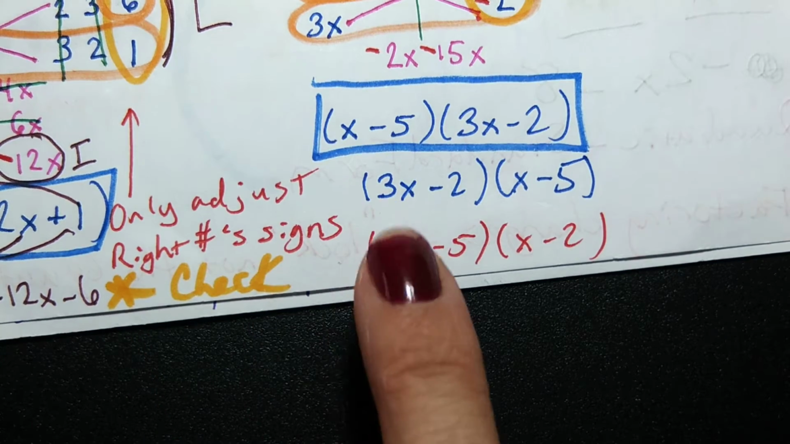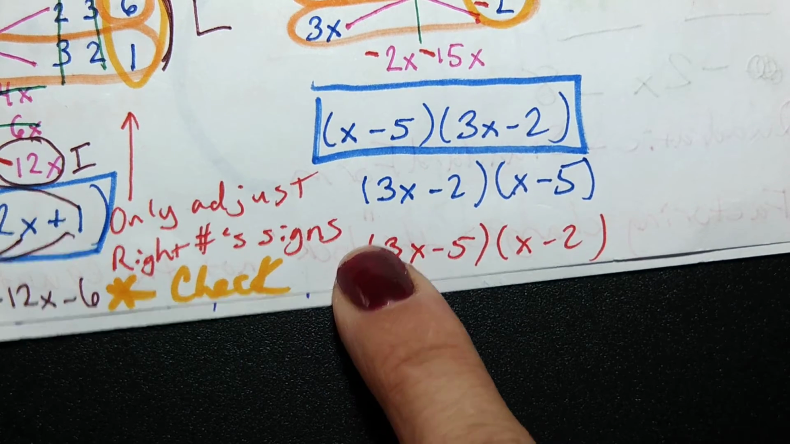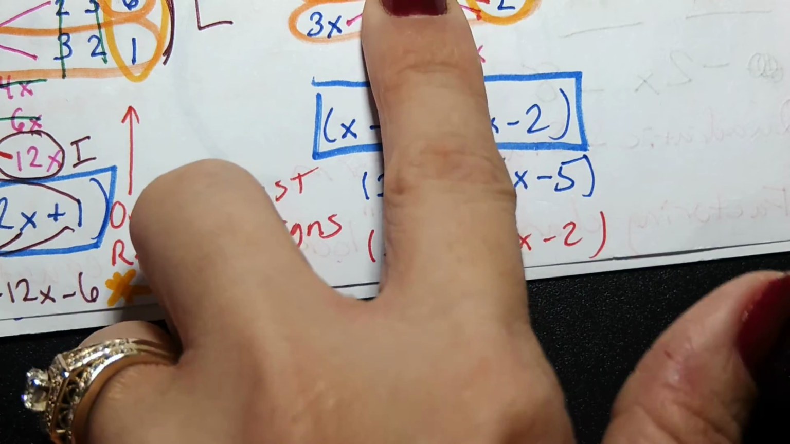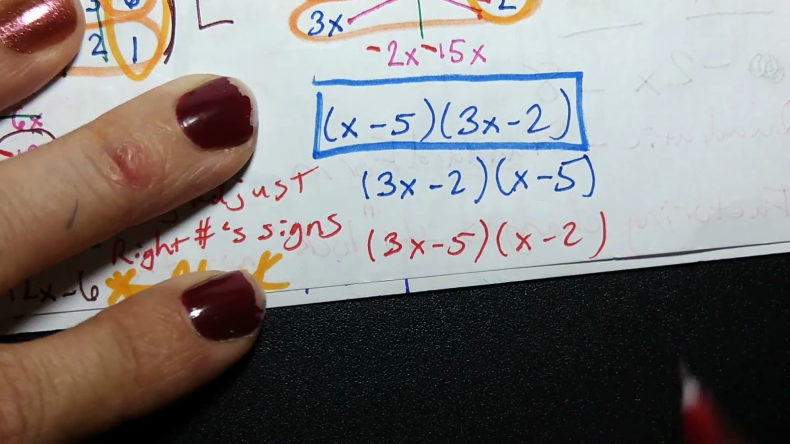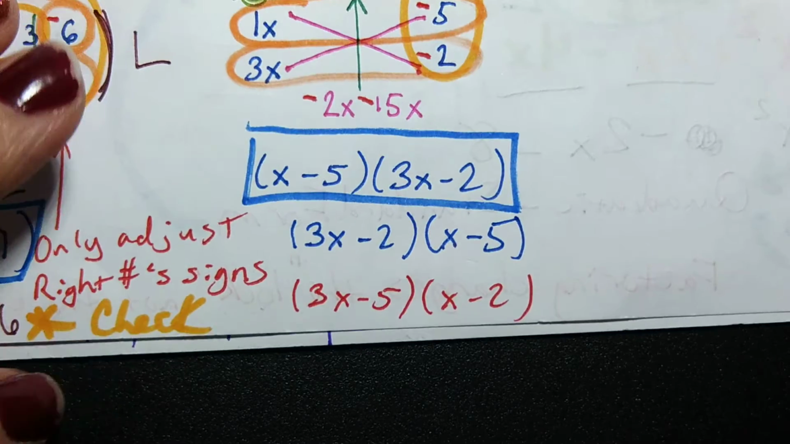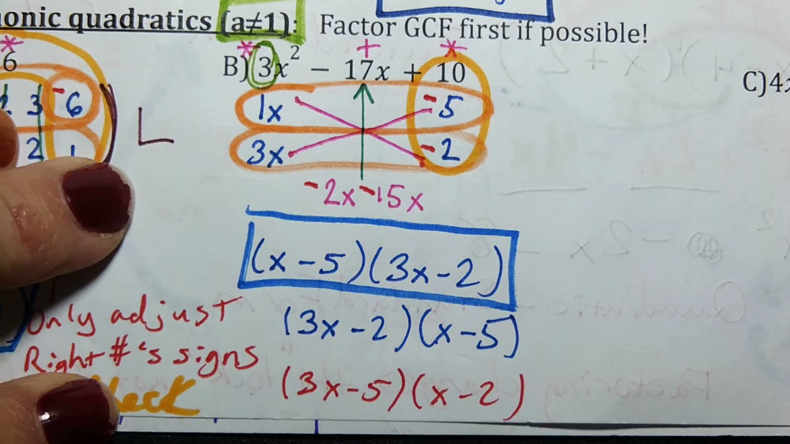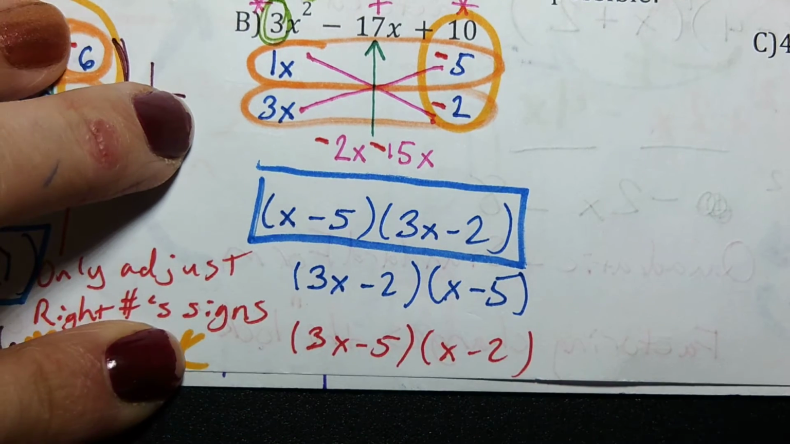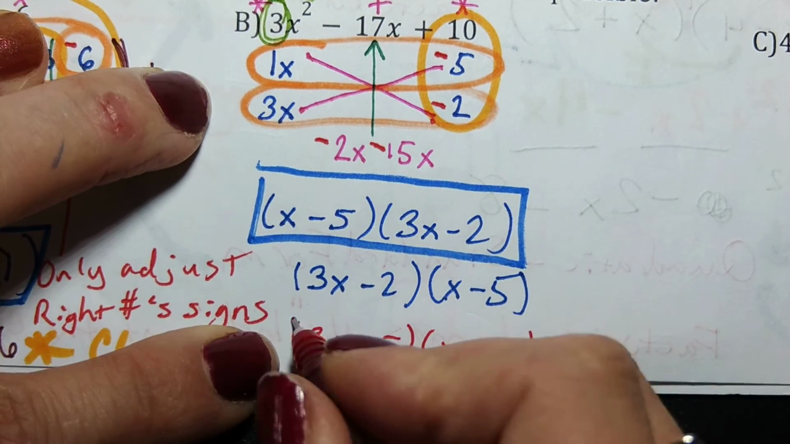If I FOIL this, I do get 3x squared, but then I get negative 6x and negative 5x, which is negative 11x for the middle term instead of negative 17x. So, folks, the reason why I'm showing this to you is to warn you to be very careful when you are checking on the answer key. You can have the factors themselves flipped around, but the stuff inside the parentheses has to be exact.